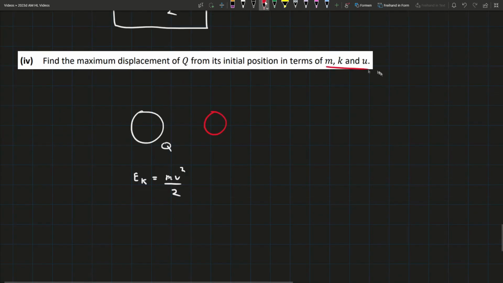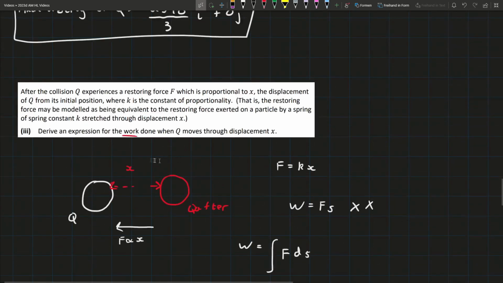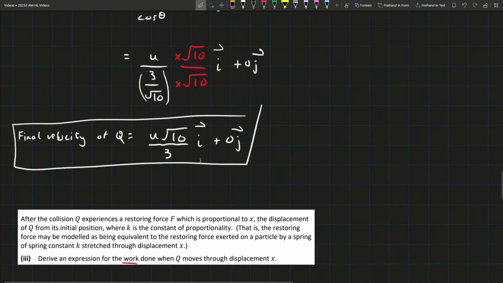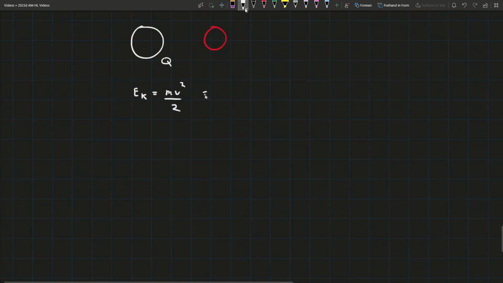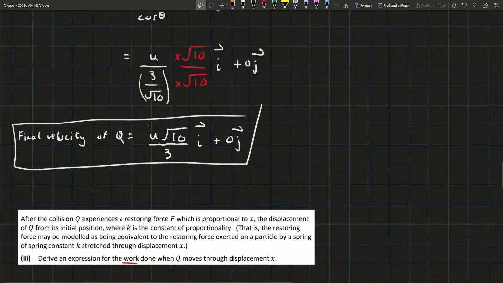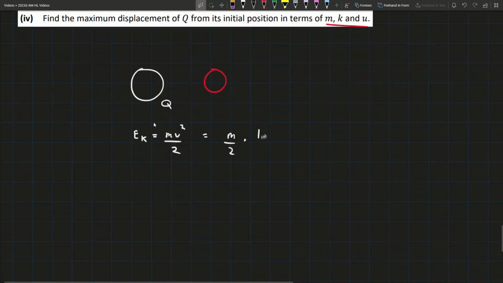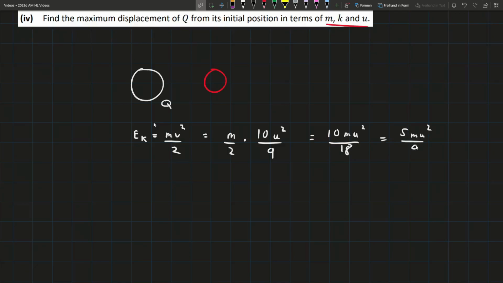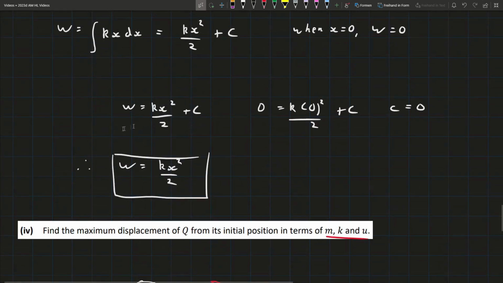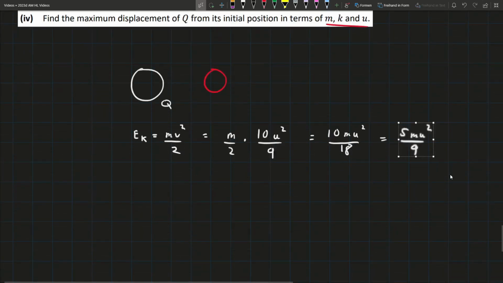So first of all, what is our kinetic energy? We're told it is in terms of m, k and u. Remember, for Q, our final velocity is u root 10 over 3. So our kinetic energy will be m over 2 times v squared, remember the mass of Q is just m anyway, and v is u root 10 over 3. So what we'll get is 10u squared over 9. We can simplify that a bit more. That's going to be 10 mu squared over 18, which is the same as 5 mu squared over 9. And basically, we need our restoring force to do this much work in order to make it stop.